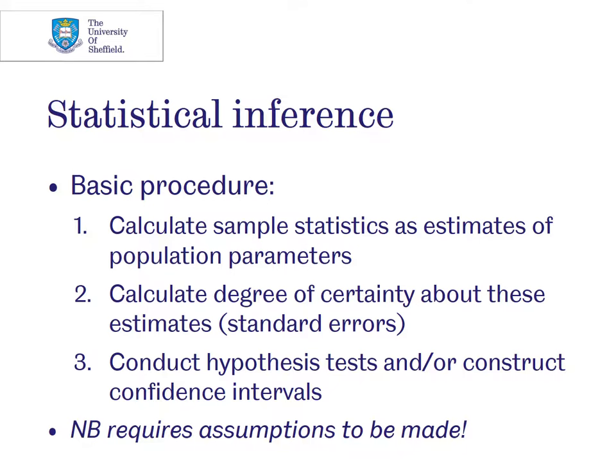And so to do this, we follow a general procedure which involves calculating the sample statistics, which, as I mentioned before, form the best estimates of the population parameters most of the time. We then calculate the degree of certainty about these estimates, and we usually do this by calculating a standard error. The standard error is just the standard deviation of the sample statistic. It's a measure of how certain we can be about the value of that statistic. And from the standard error, we can conduct hypothesis tests or construct confidence intervals or do both.